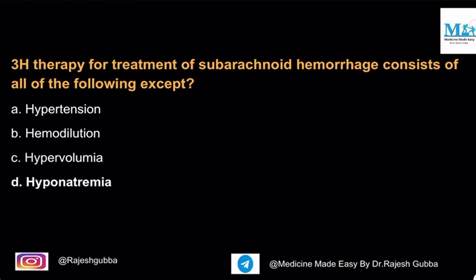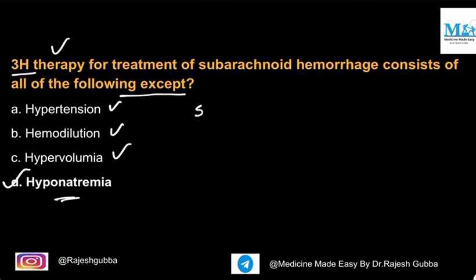Next question is, 3H therapy for treatment of subarachnoid hemorrhage consists of all of the following except. The options are hypertension, hemodilution, hypervolemia, hyponatremia. So what are those 3H therapy for the treatment of subarachnoid hemorrhages? Hypertension, hemodilution, hypervolemia. But remember, hyponatremia is not part of the 3H therapy for treatment of subarachnoid hemorrhage. Now you take this hypertension.